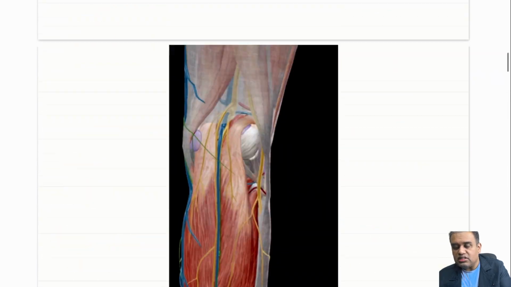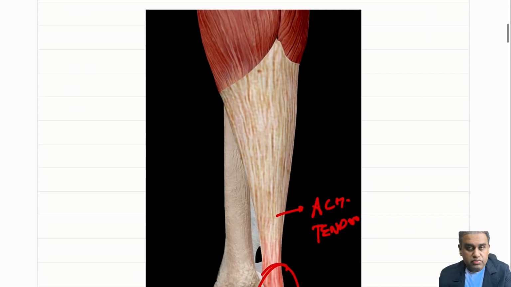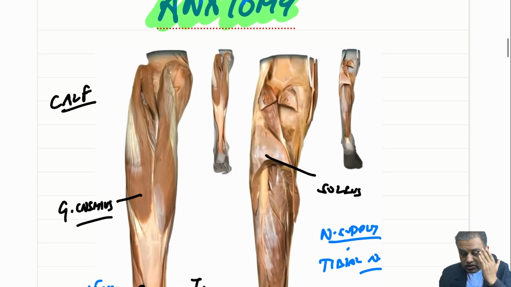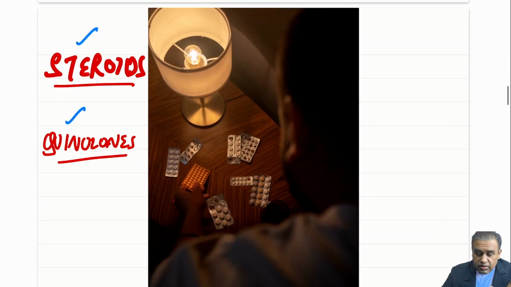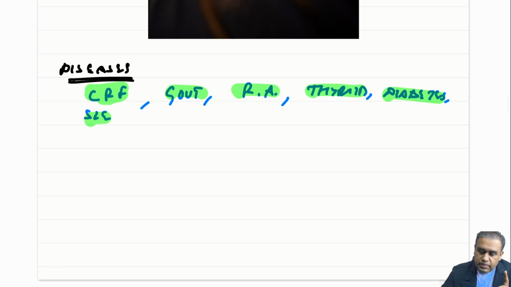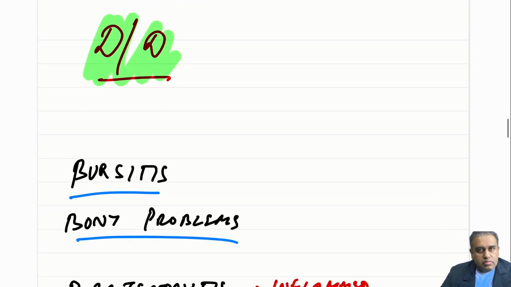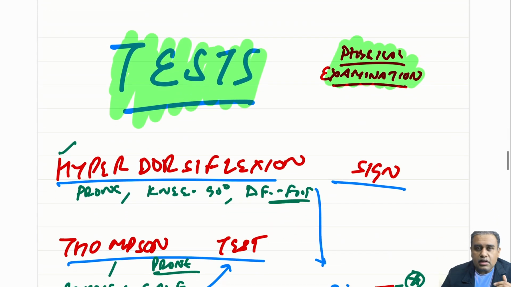Let me just give you a quick revision of it. First of all, that was recent news, but that is also important news, particularly for cricket fans. Achilles tendon shown over here, inflamed over here. Anatomy, remember, you start with anatomy obviously. Risk factors I told you: middle-aged men who are active intermittently. So always go slow, start slow and then you gain some speed. Then obviously some drugs are associated with it, and some diseases are also. So this is one medical perspective, so remember that. Then location, I told you. And then differential diagnosis, obviously I told you, peritonitis and tendinosis, these are two things which you need to remember. Investigations and examination are very basic and logical: hyperdorsiflexion and Thompson test, so do remember that part as well.